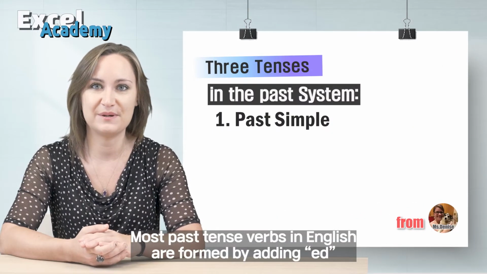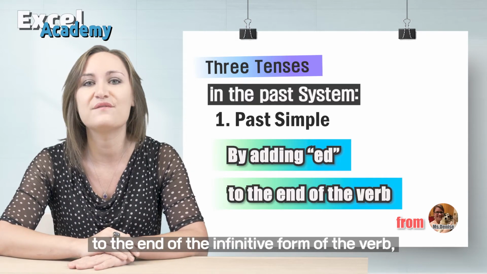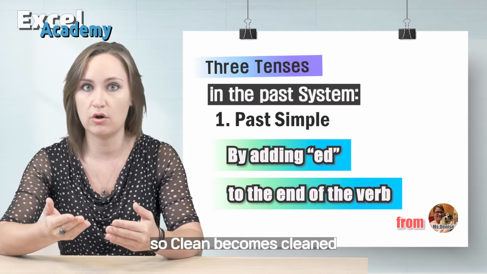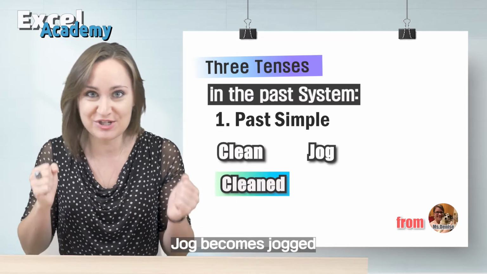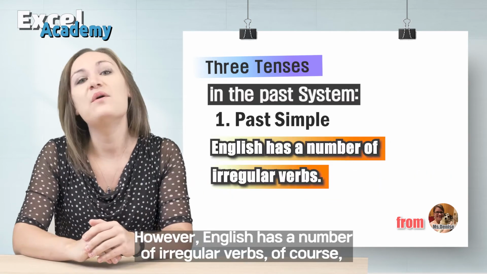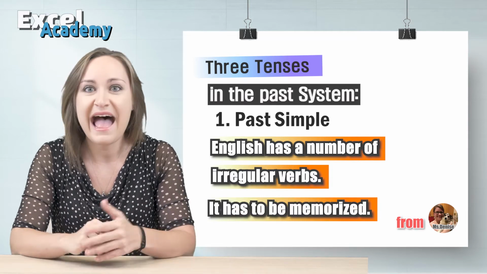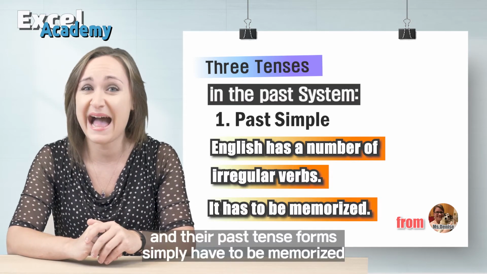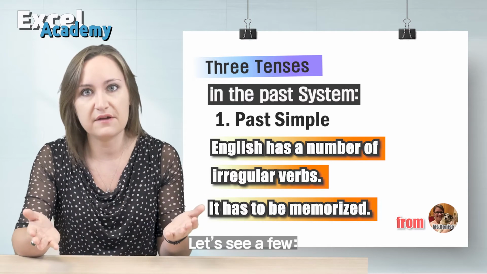Most past tense verbs in English are formed by adding ed to the end of the infinitive form of the verb. So, clean becomes cleaned, jog becomes jogged, and laugh becomes laughed. However, English has a number of irregular verbs, of course, and their past tense forms simply have to be memorized because they differ radically. Let's see a few.